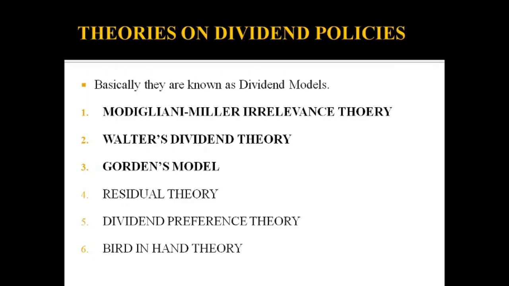The first one is Modigliani-Miller irrelevance theory. Second one is Walter's dividend theory. Third one, Gordon's model. Fourth one is residual theory. Fifth one is dividend preference theory. And the last one is bird in hand theory.